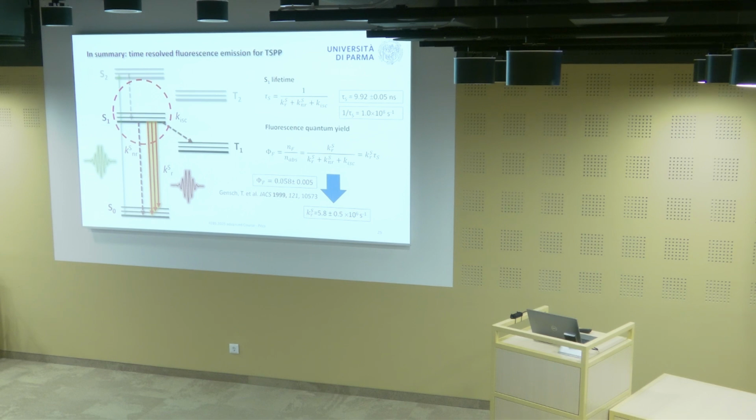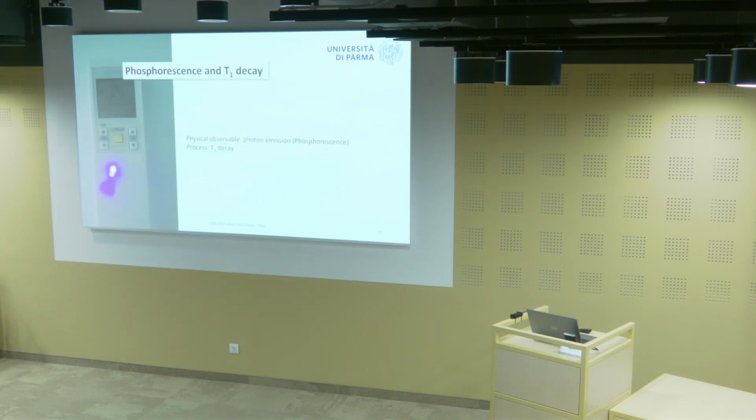So if you want to go to one of the rates, you have to do some mathematics, like we do now, and retrieve it by measuring independently some other parameters, like the quantum yield. I will not touch the quantum yield. So this is an easy experiment I've done at home.